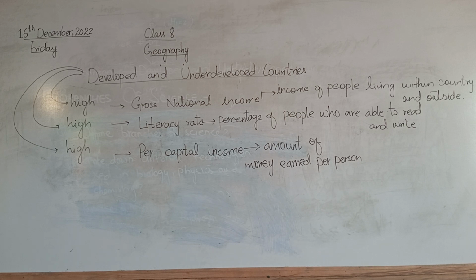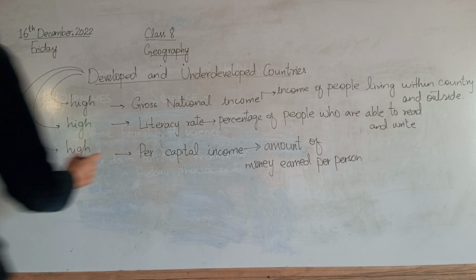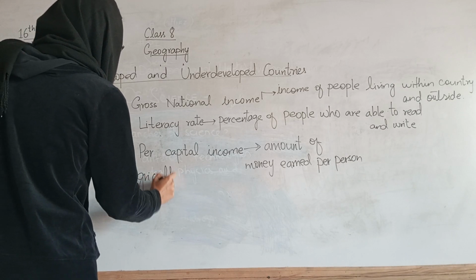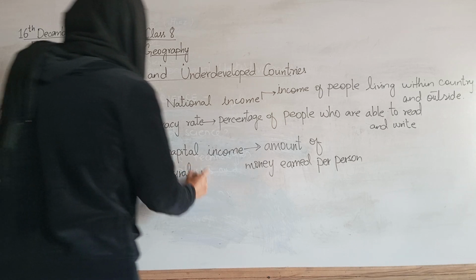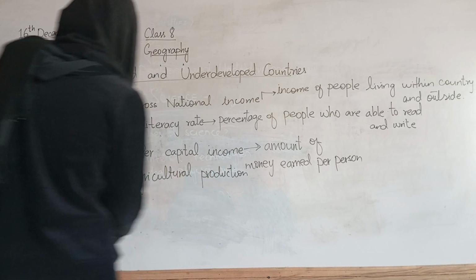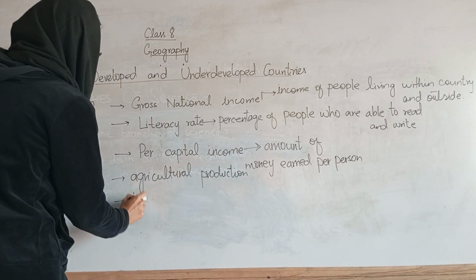Now let's see what are the other points that are also causing a difference between developed and underdeveloped nations. Can you guess about it? Can any one of you guess about it? Yes. There are some other things like agricultural production, and industrial production.